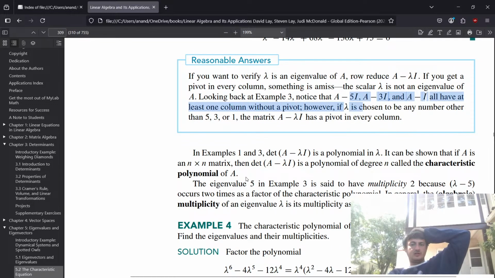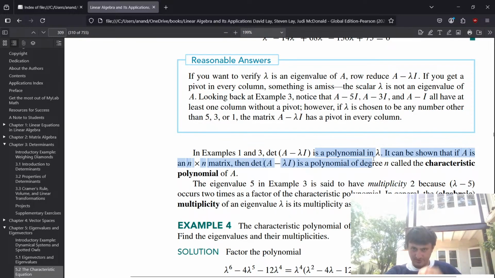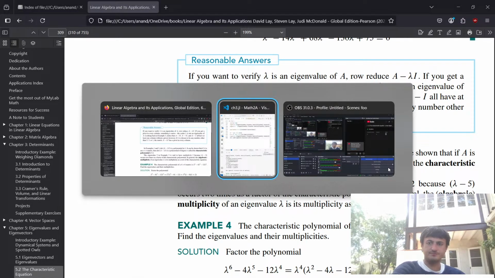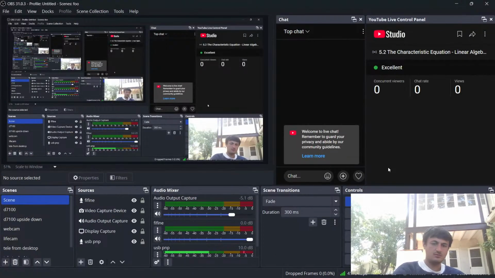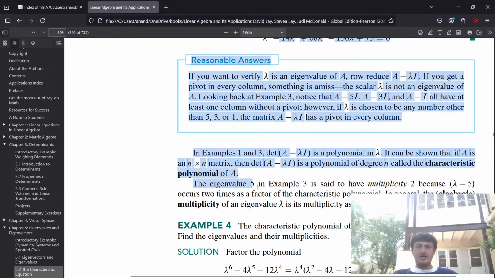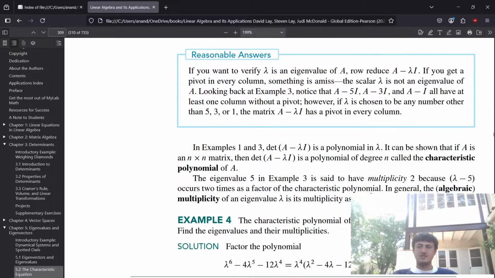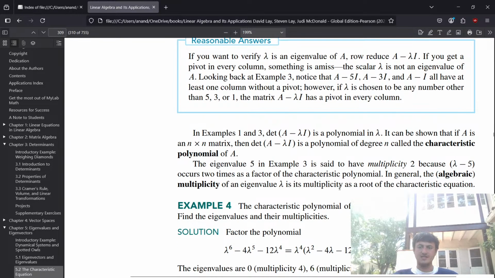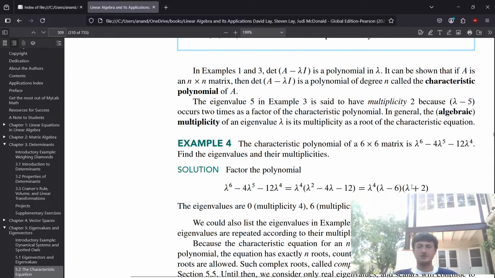Cool. All right. The determinant is a polynomial in lambda. It can be shown that if A is an n by n matrix, then the determinant is a polynomial of degree n. Let's see, how's my volume? My volume okay? Maybe a little bit more. The eigenvalue 5 in example 3 is said to have multiplicity 2. The algebraic multiplicity of an eigenvalue is the multiplicity as a root in the characteristic equation. Okay.